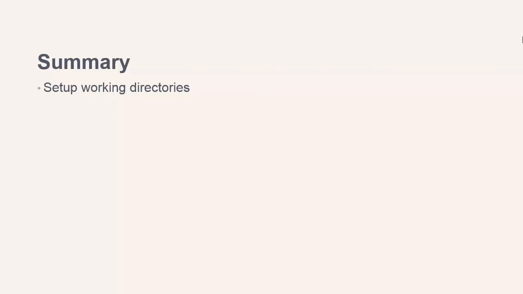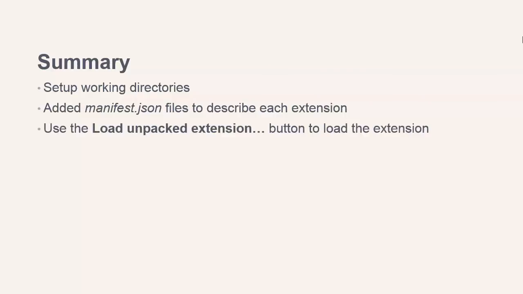In this lesson we got the working folders that we'll use in the course set up, and we saw how to add the manifest.json file that we need to use to describe the extension. We also saw how to load the extension into Chrome so that we can see it in action while we're developing it.